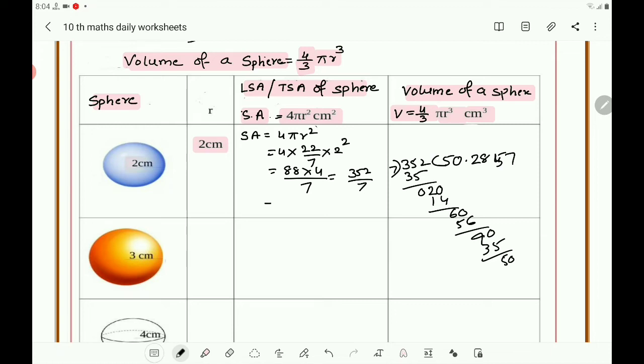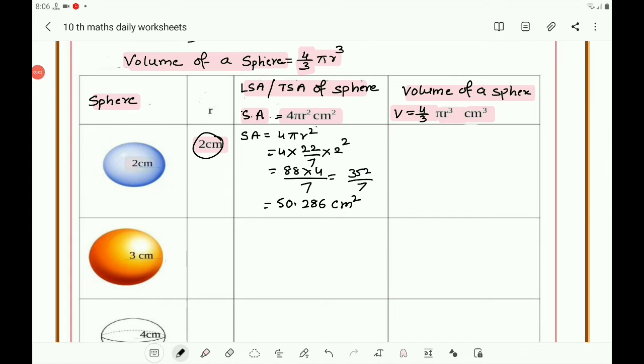Then you can take approximately 50.286. You can take 286 cm square. That is the surface area of the sphere of radius 2 cm.